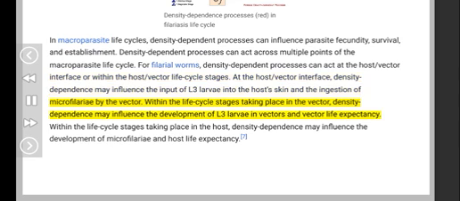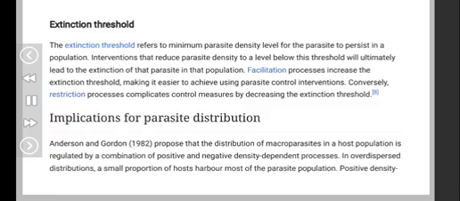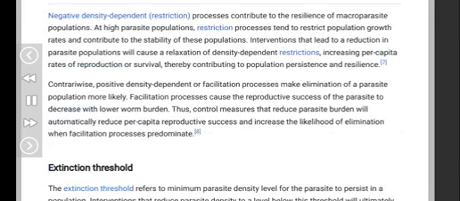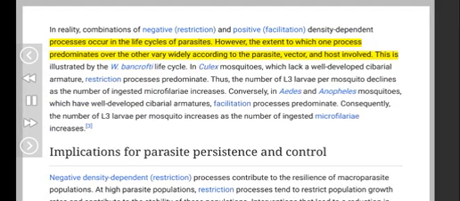Within the life cycle stages taking place in the vector, density dependence may influence the development of L3 larvae in vectors and vector life expectancy. Within the life cycle stages taking place in the host, density dependence may influence the development of microfilariae and host life expectancy. 7. In reality, combinations of negative restriction and positive facilitation density-dependent processes occur in the life cycles of parasites. However, the extent to which one process predominates over the other varies widely according to the parasite, vector, and host involved. This is illustrated by the W.